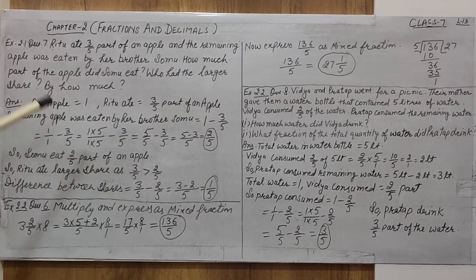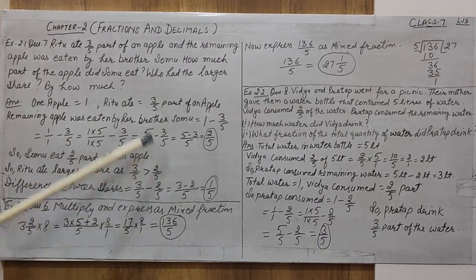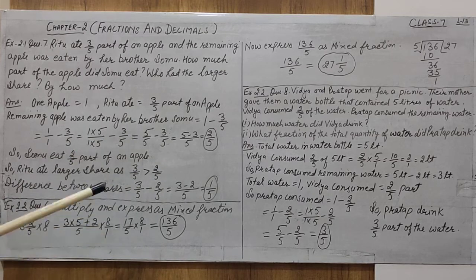Now the third is, by how much? By how much means we have to find out the difference between both the parts. Ritu ate 3 by 5 part and Somu ate 2 by 5 part. What is the difference between them? So that we can find out how much larger a share Ritu ate.